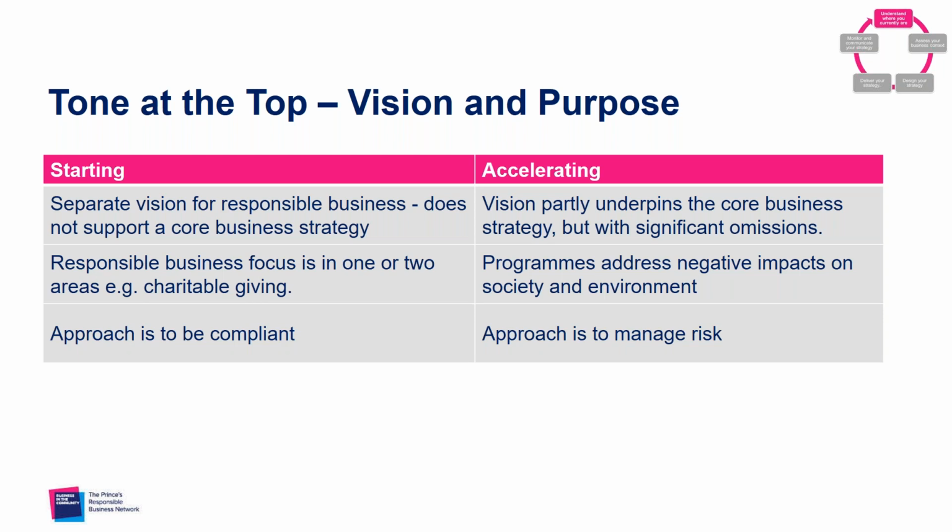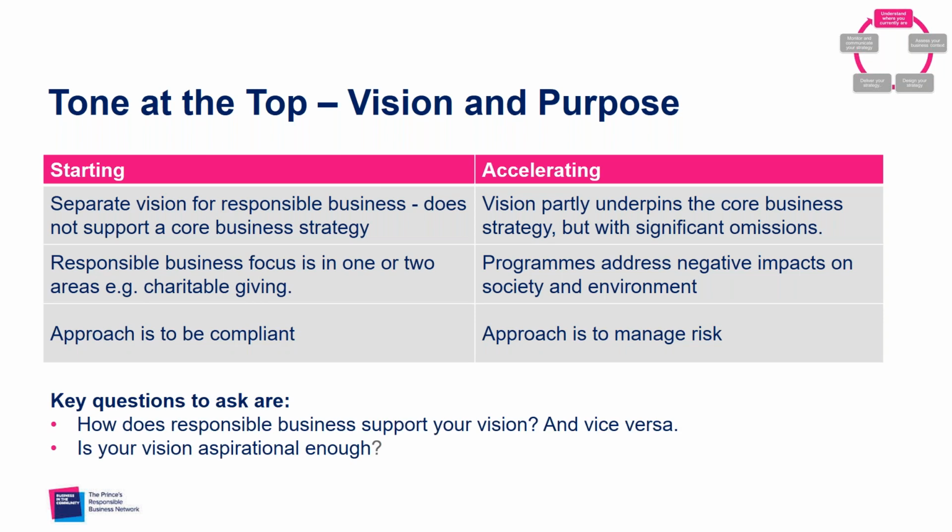This slide covers off the first 2 levels, starting and accelerating. So here you can see that in the starting stage, businesses have a separate vision for responsible business that's not aligned to core business strategy. Responsible business is within particular pockets of activity, such as philanthropy, and approaches compliance. When you get onto accelerating businesses, there's some alignment between core business strategy and responsible business, but there are significant omissions that can be potential risks in the future.